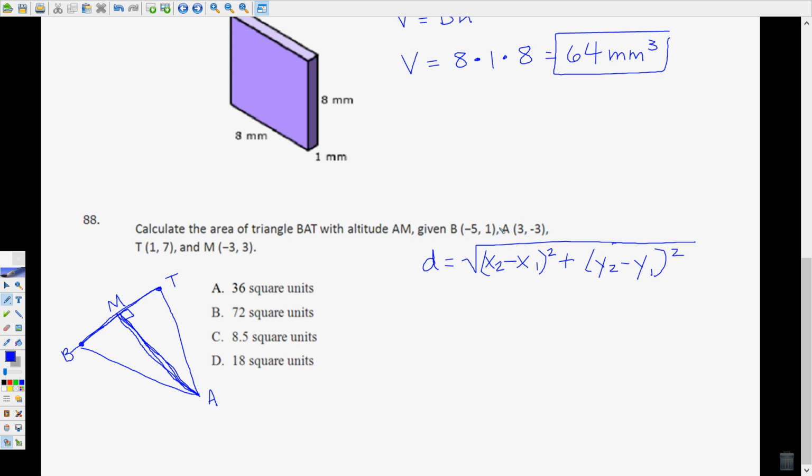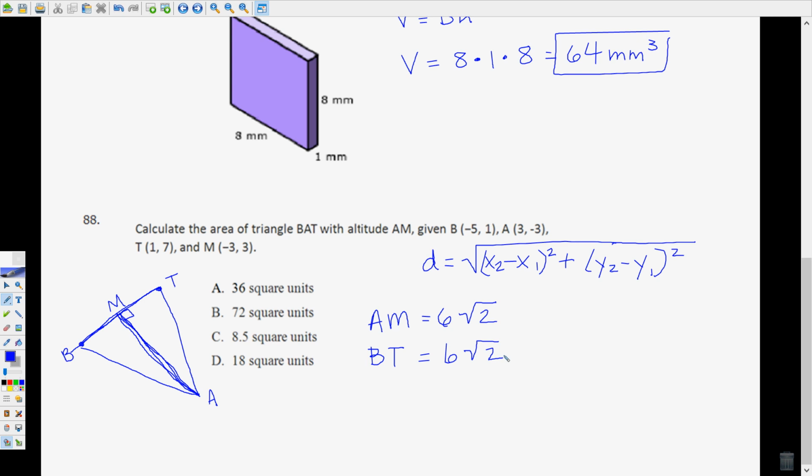So for A would be 3, -3. For M, -3, 3. And when I plug that in for AM, just so you can practice and see if you get the same, it is 6 square root of 2. And when I plugged it in for BT, I got also 6 square root of 2. So those are actually equal to each other.